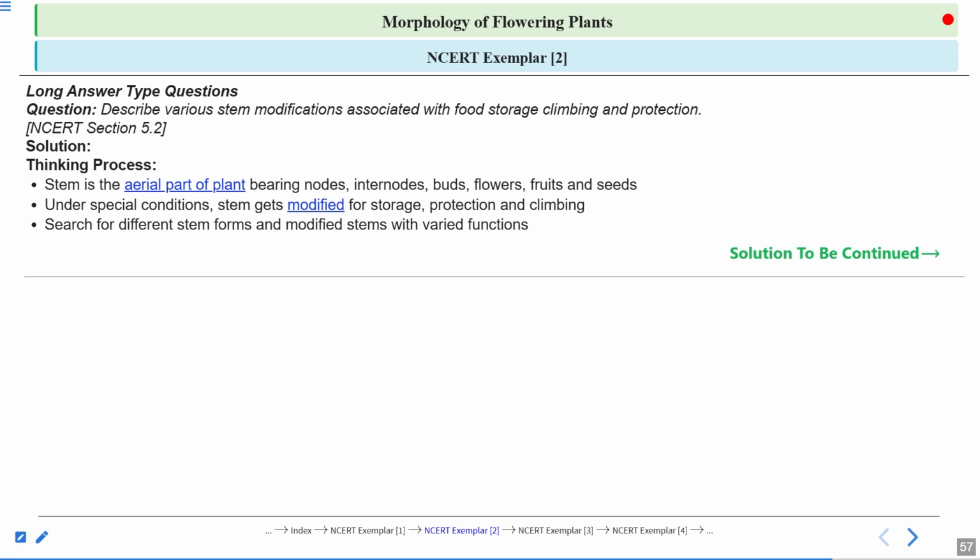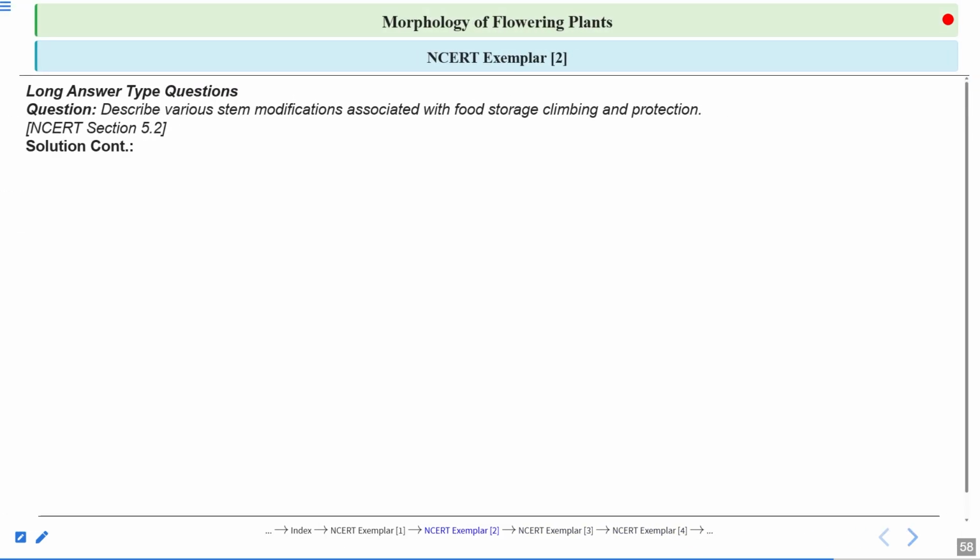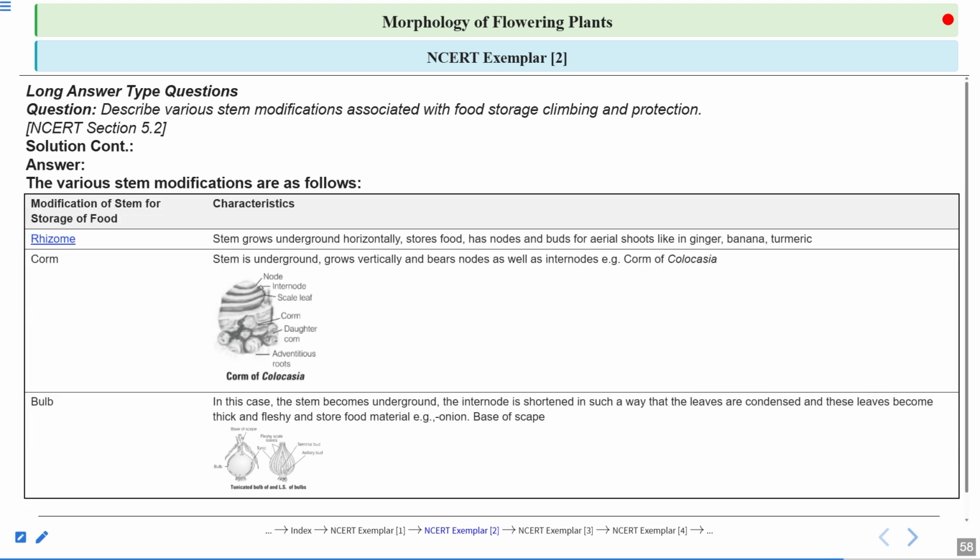Okay. Now, what are the different types of modification? Various stem modifications are as follows. Rhizome. Stem grows underground, horizontally, and stores food, with nodes and buds for the aerial shoots, like ginger, banana, and turmeric. The underground stem is running horizontally to the ground surface, and they store food material in it. You can see the ginger. They are also having nodes and internodes.